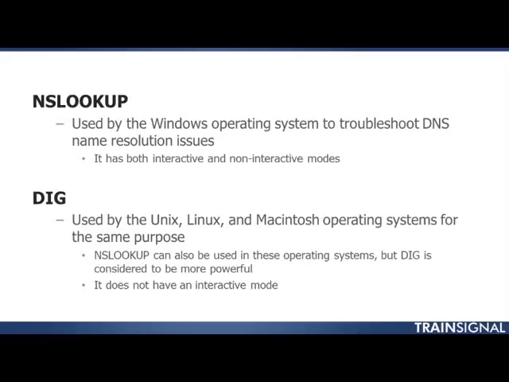Now, one key thing that I want you to know about the NSLOOKUP utility is that it has both an interactive and a non-interactive mode. What this means is you can go to your command line in a Windows environment and just type NSLOOKUP, and it will take you into the NSLOOKUP prompt.